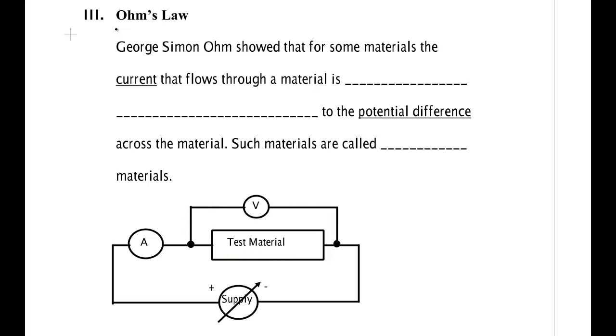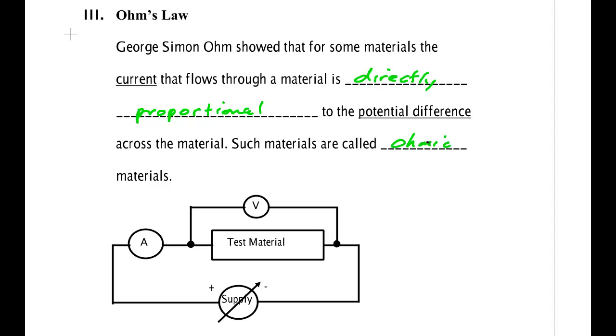In this video we'll cover Ohm's Law. Ohm's Law is the work of two people, George Simon Ohm, who did the theoretical work, and Wheatstone, who did a lot of the actual experimental work. George Simon Ohm showed that for some materials the current that flows through the material is directly proportional to the potential difference across that material.